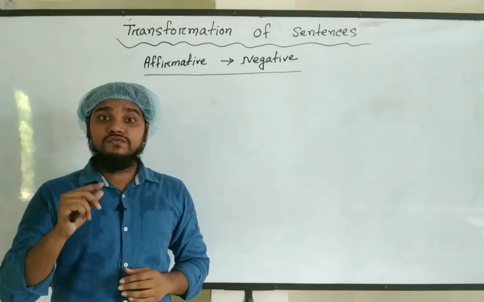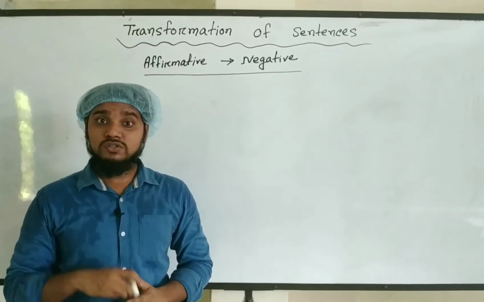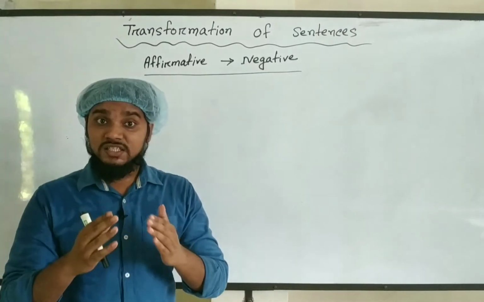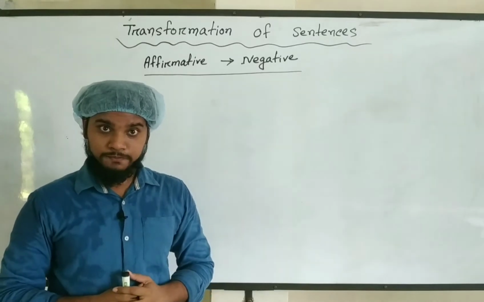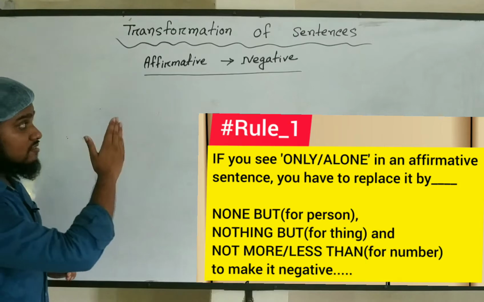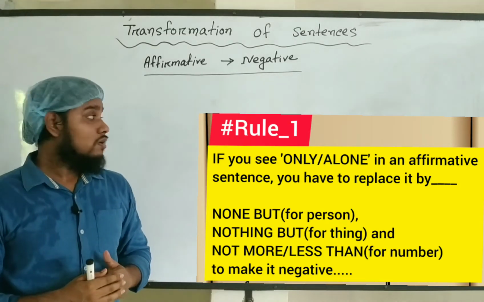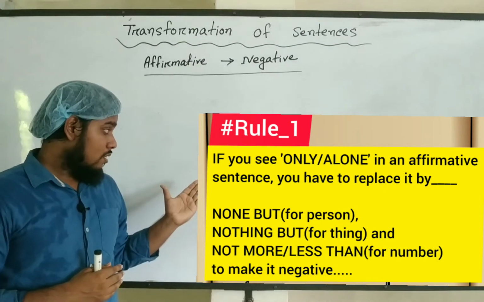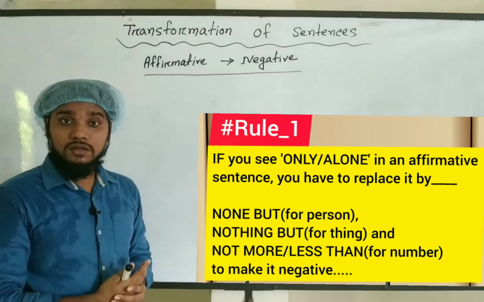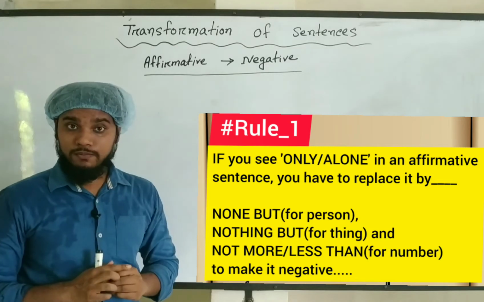For that, we have to follow some rules, because rules will make it easier for us to transform any sentence. Okay? Hopefully, you are listening to me very, very carefully. First rule, with the word "only". If you see the word only in an affirmative sentence, you have to replace it by none but for person, nothing but for thing, and not more than or not less than for number.